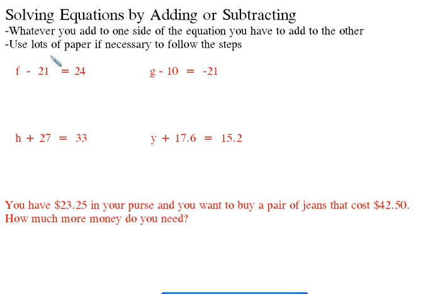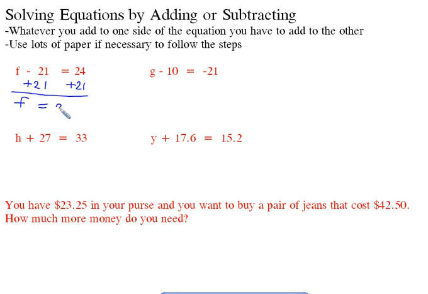So make sure to also use lots of paper if necessary to follow the steps. Paper is cheap. So here, as an example, f minus 21 is equal to 24. If we want to go ahead and solve this, all we do is we add 21 to this side, we add 21 to this side. And then if you think about it logically here, f minus 21 plus 21 is just going to be the value f.